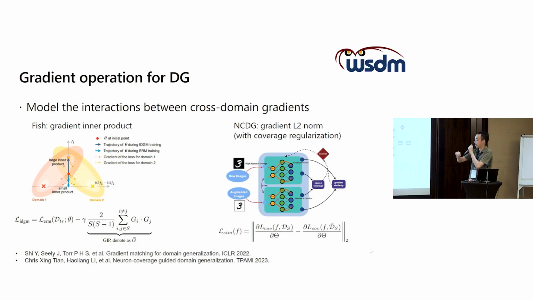These gradient similarities can be improved by many methods. For example, we can consider the inner product, by maximizing the inner product between two domains. So we can force the optimization directions of these two domains to be similar. So therefore, we can claim that generalized information can be better learned by doing this.